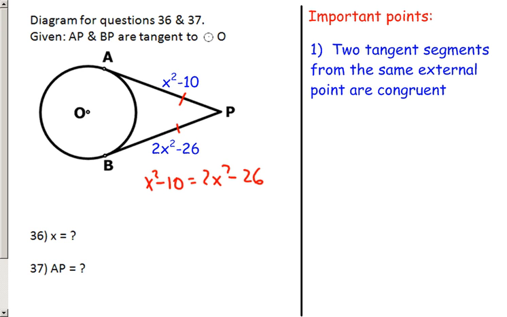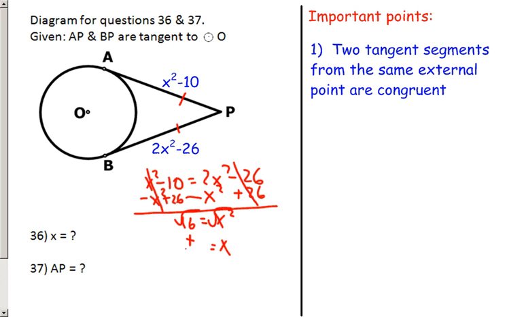x squared minus 10 equals 2x squared minus 26. You solve this by subtracting x squared and then adding 26 to both sides. These cancel, these cancel. You're going to get 16 equals x squared, square root, x equals plus or minus 4. Both answers are going to be legitimate because if you plug in positive or negative 4, when you square those numbers, you're going to get a positive number both times.